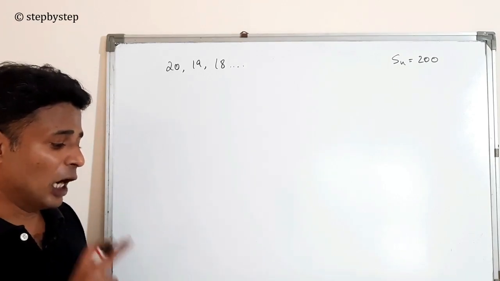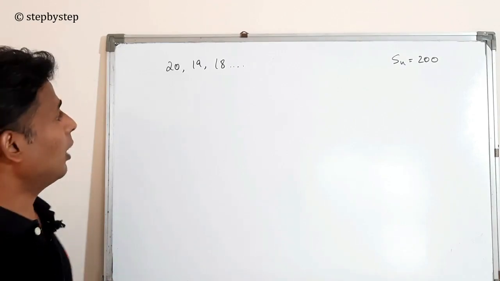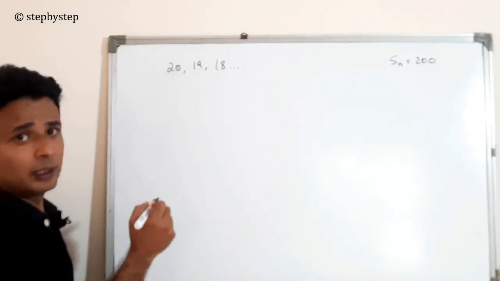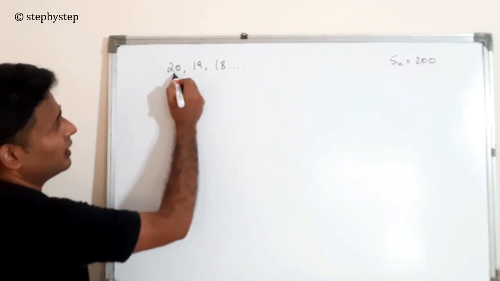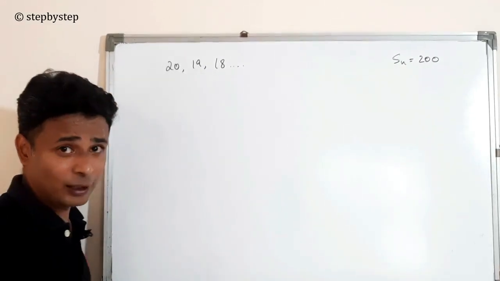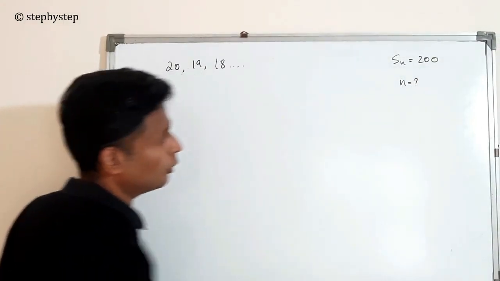Okay, now they've asked in how many rows the 200 logs are placed. Now we have taken the AP as 20, 19, and so on. So this is the number of logs. So this is the first term, so this is in the first row. This is the second term, so this is in the second row. So in how many rows? They've asked us to find the value of n.